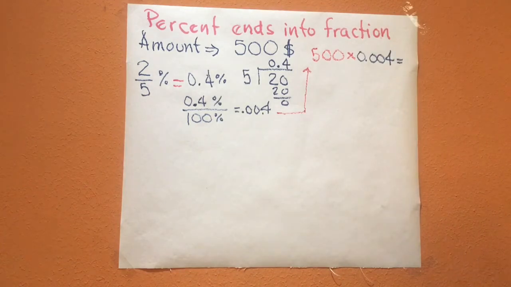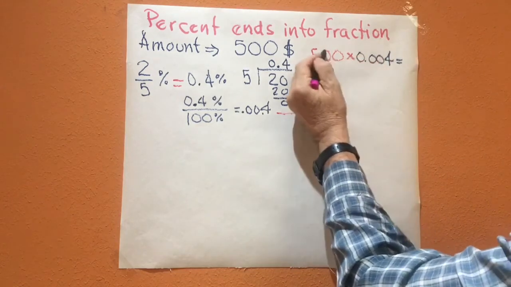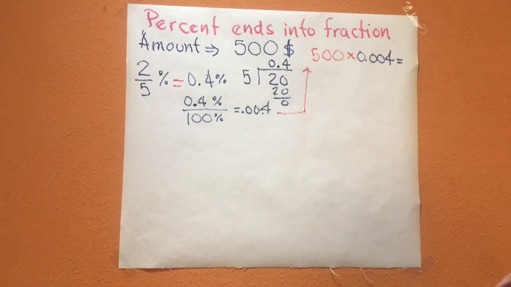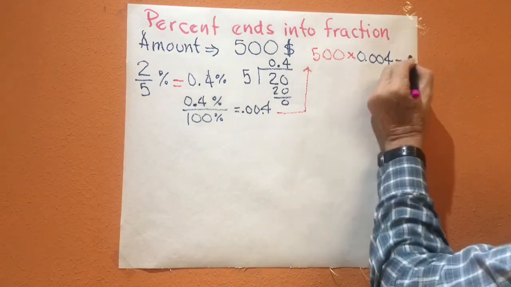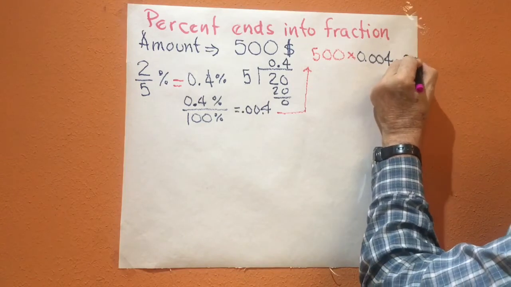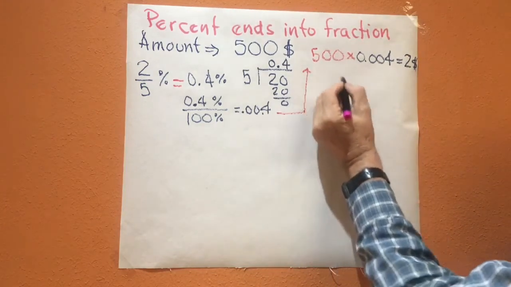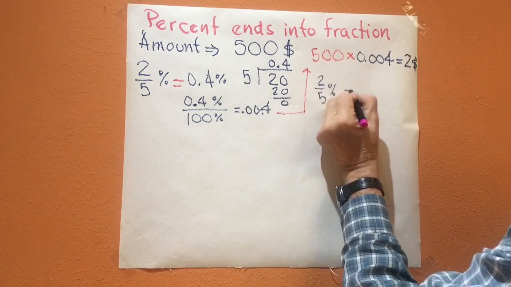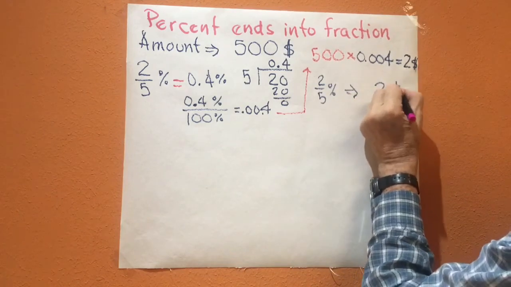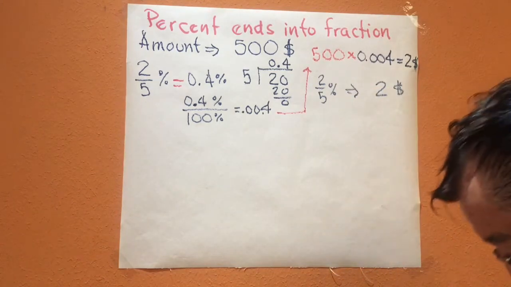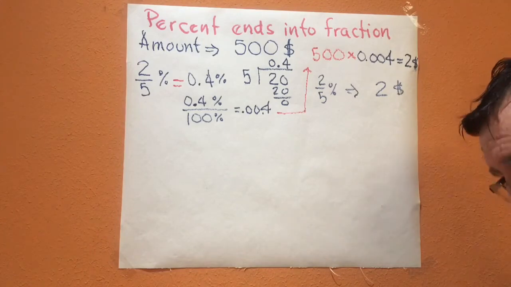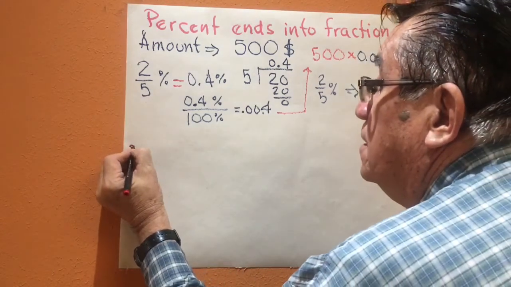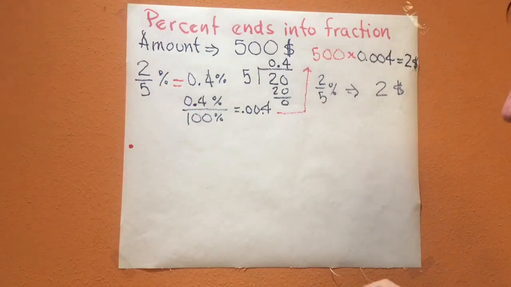Guess how much it's going to be? Well, these 2 zeros are going to be canceled out, and then I'll have to multiply it. It's going to be 20. That means it's going to be $2. So the amount of 2/5 of a percent of 500 is equal to $2. Okay?